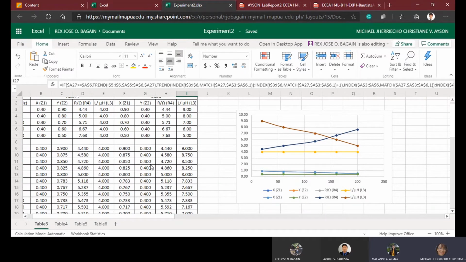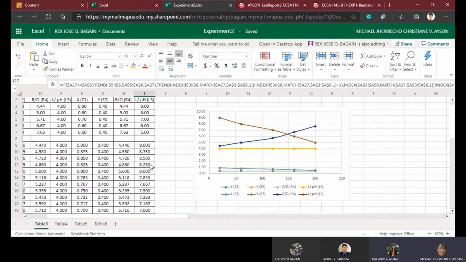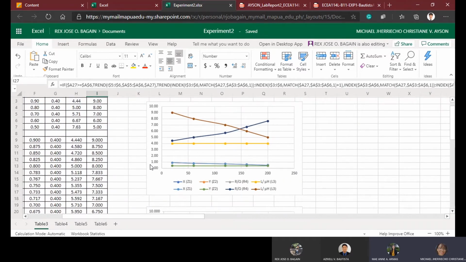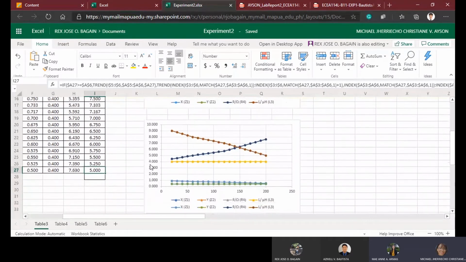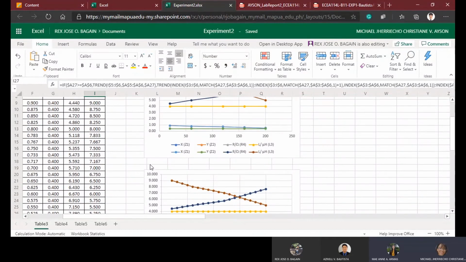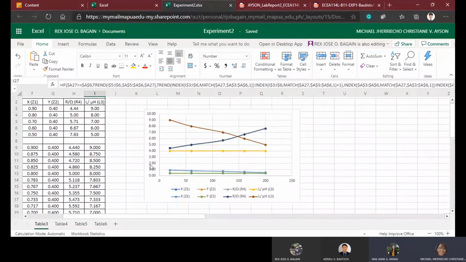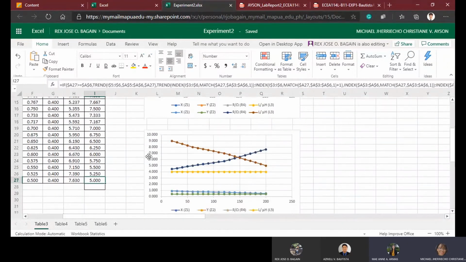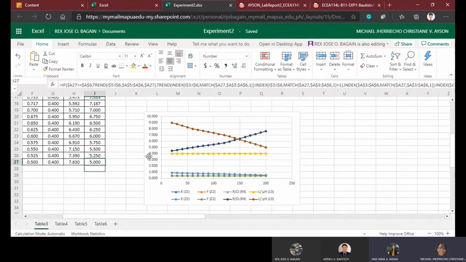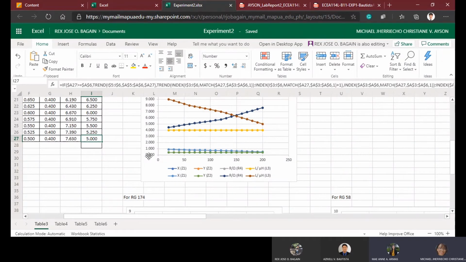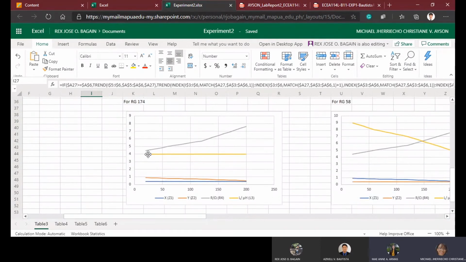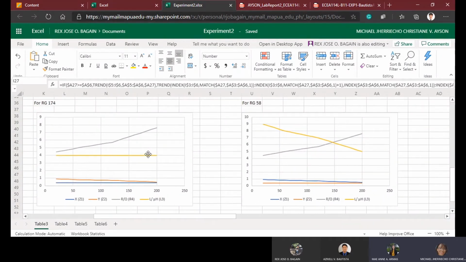So to summarize this table, for RG174 coaxial cable, resistance is directly proportional to the frequency, while the inductance is independent from frequency. On the other hand, for an RG58 coaxial cable, the resistance is also directly proportional to the frequency, but the inductance is inversely proportional to the frequency.